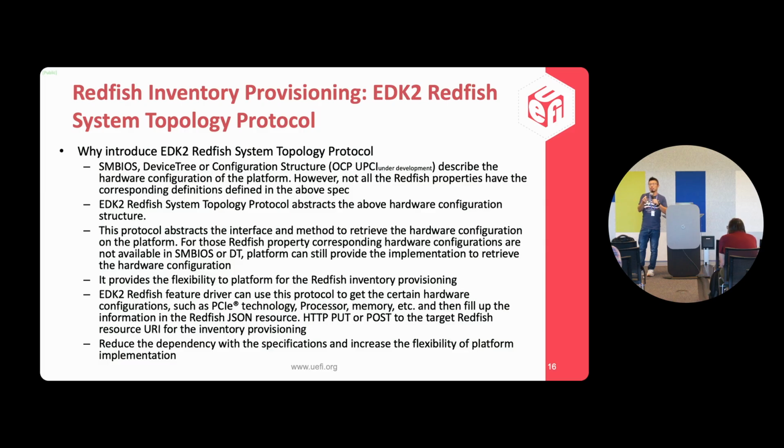That probably is not defined in the SMBIOS table. So how can you do that? That's why our implementation is: if anything we can get from SMBIOS, that's fine. If there is something we miss in SMBIOS, then we use the silicon way to get the information. But eventually we will have the unified format, that is the Redfish memory resource, and then provision that to a Redfish service.